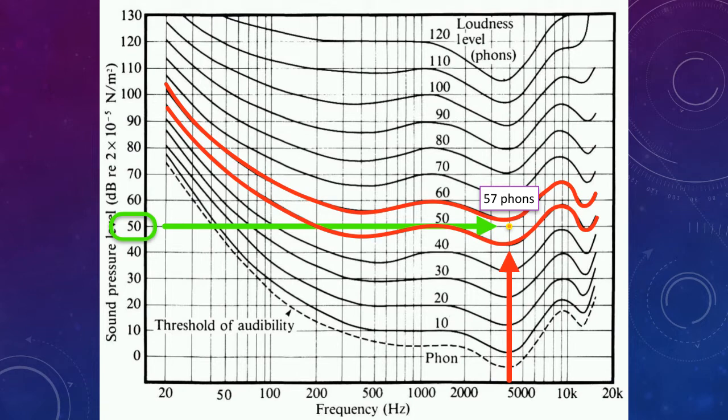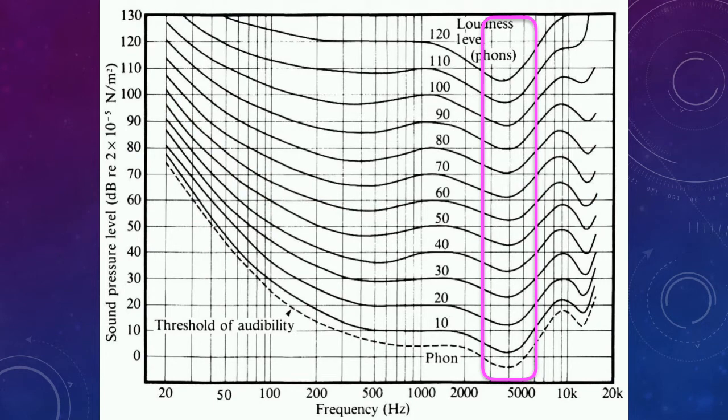Notice that all the curves have a similar dip around 4000 Hertz. That indicates that it takes less dB at 4000 Hertz for us to perceive a sound as being the same loudness as a 1000 Hertz tone.